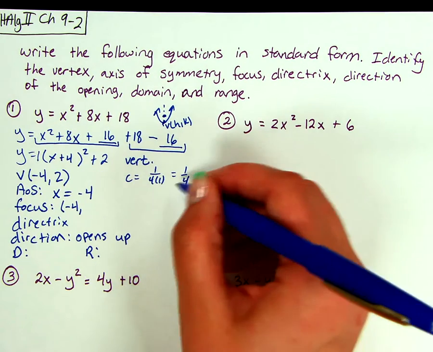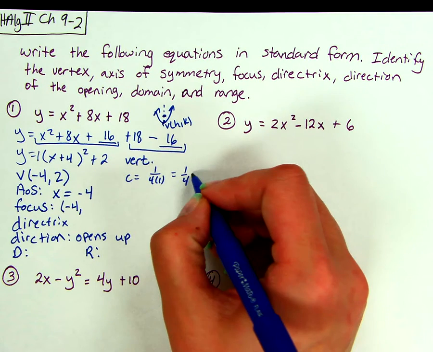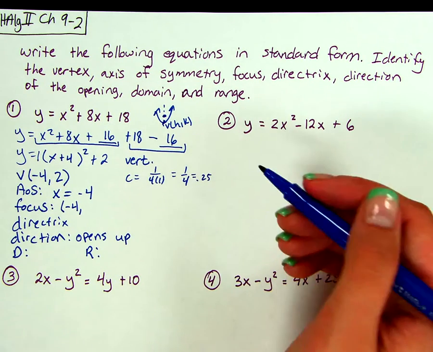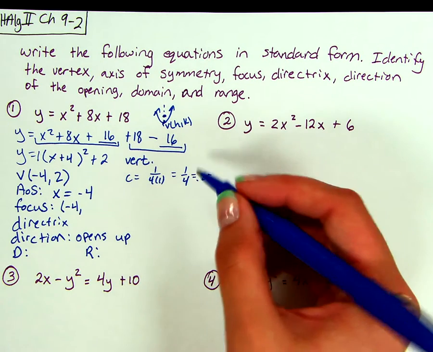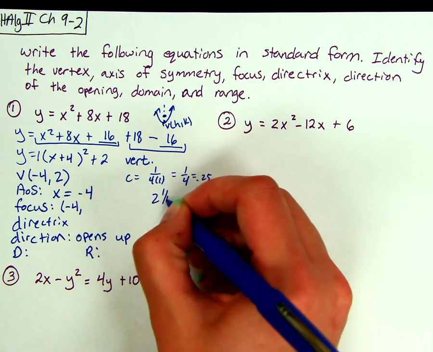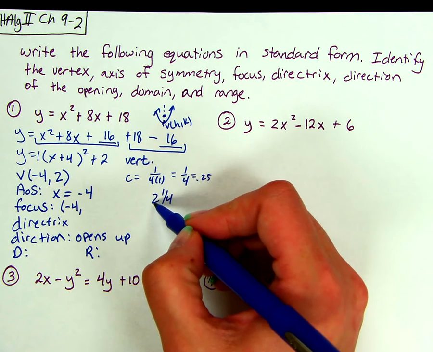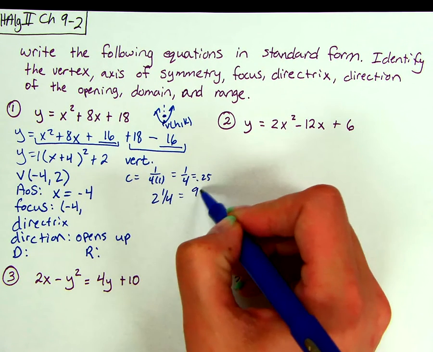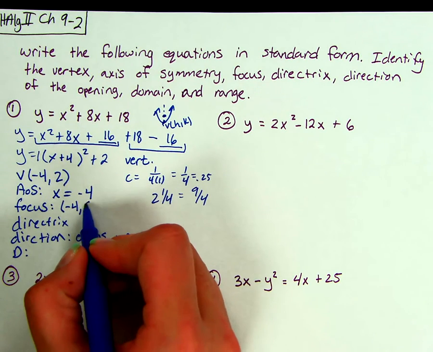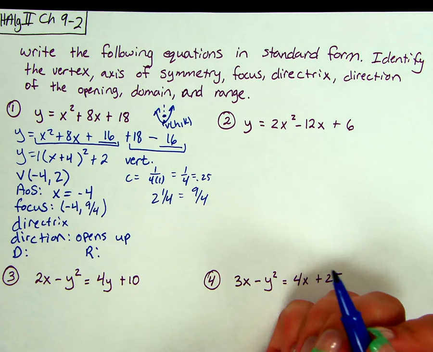And this one's easy to change to a decimal, so if we wanted to, we could just use that 0.25. Or if we want to write it as an improper fraction, we could also do that. So if we had 2 1/4, because we're adding, we would take 4 times 2, which is 8, and then add 1 to get 9/4. So the focus point is going to be at negative 4 and 9/4.